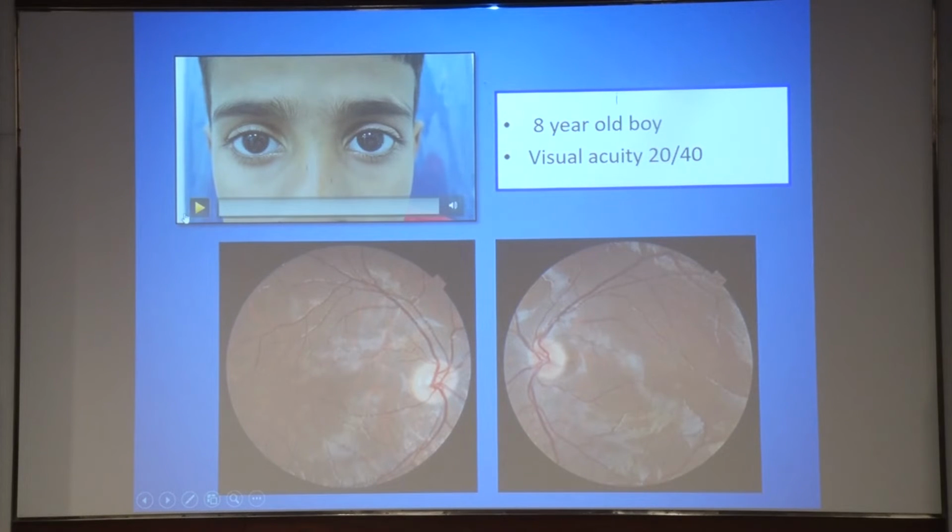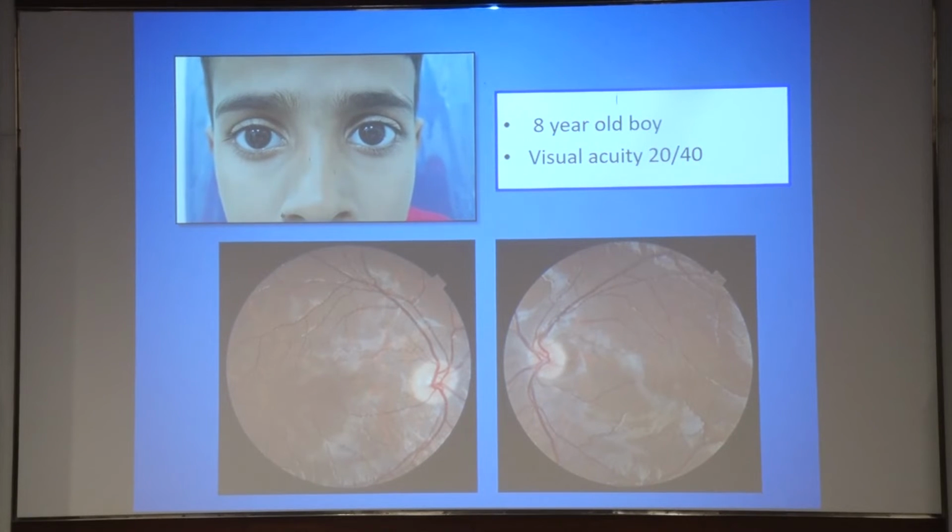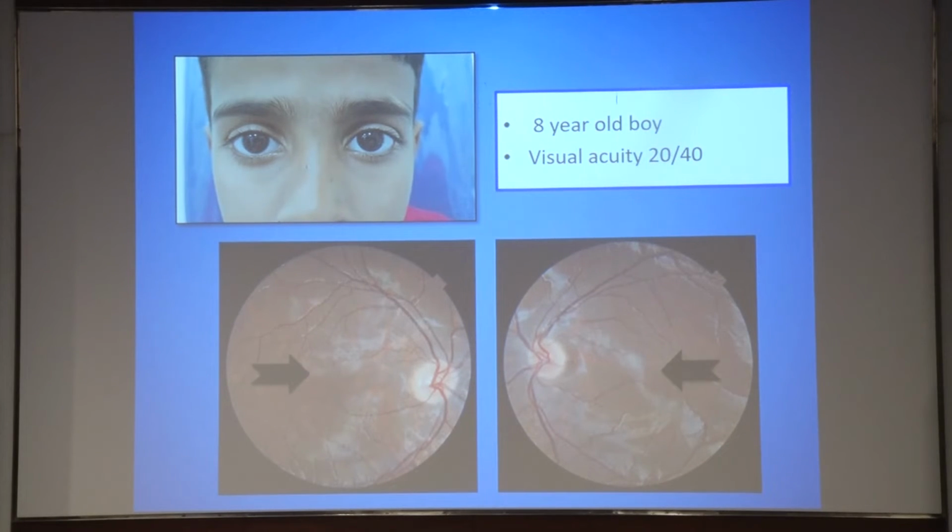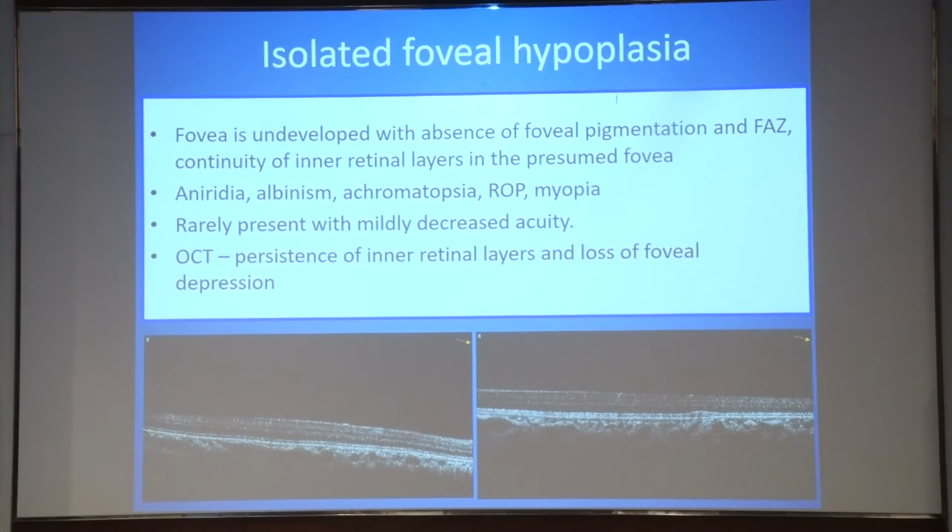So this is another child, an 8-year-old, with visual acuity recorded multiple times at about 20/40, with this very subtle nystagmus, which you can see on indirect ophthalmoscopy. But when you look at the retina carefully, you can see the blood vessels running across the FAZ, which gives us a clue to the diagnosis. This is an isolated foveal hypoplasia where the fovea is underdeveloped with absence of foveal pigmentation and FAZ and continuity of inner retinal layers.